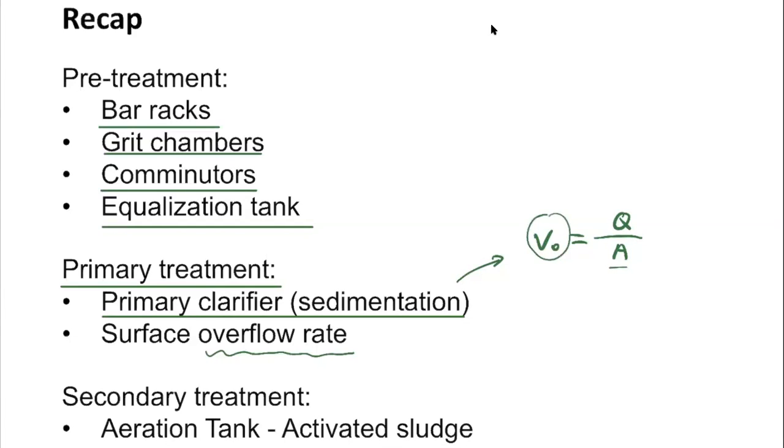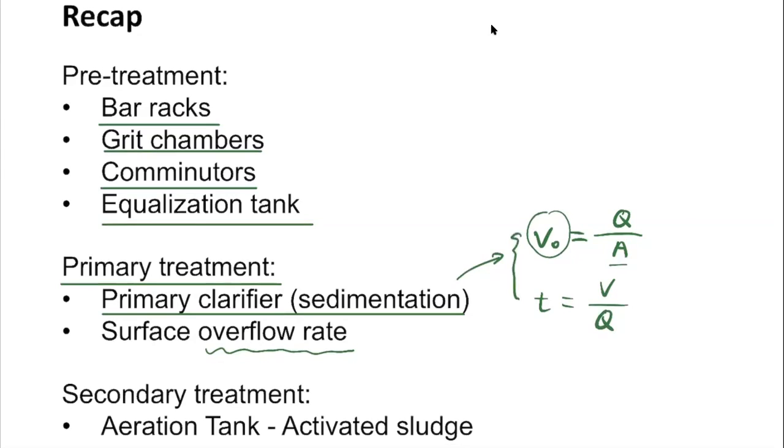And at the same time, we define a characteristic time, residence time, retention time, detention time, right? So that is calculated by volume divided by Q. Okay, so these are basically the 2 equations that determine the parameter or the performance of these primary clarifiers.